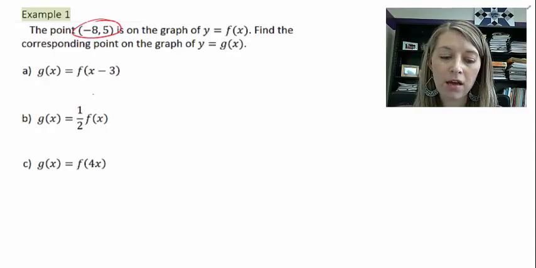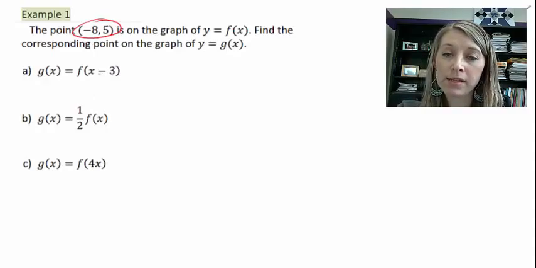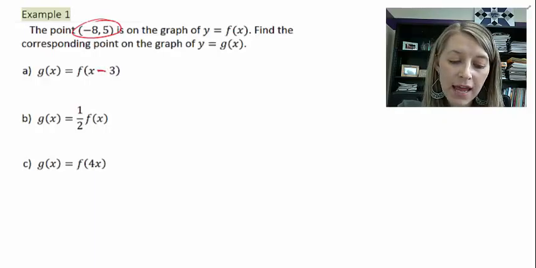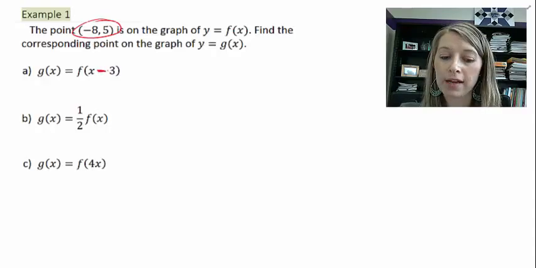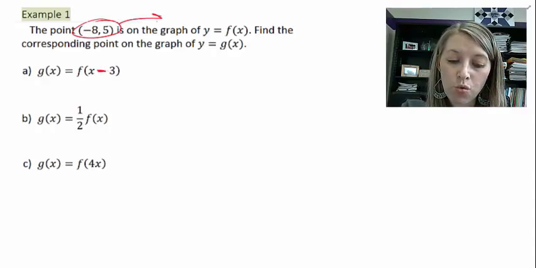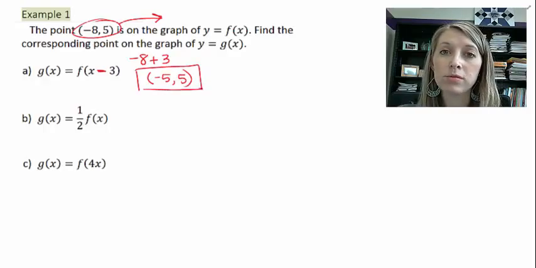Okay, in part A, we have a subtraction, and it's on the inside, that means I shift it horizontally. It's negative, so that means I shift it right. So I need to take my point (-8, 5), and I need to shift it right 3 units. That means I take my x value of -8 and I add 3 units to it. So my new point would be (-5, 5). And you are always more than welcome to graph these to see if it does what you think it should do.